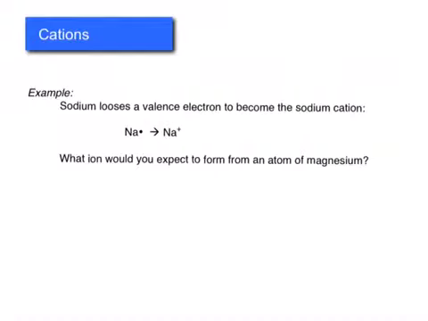If we look at our periodic table, magnesium is in the second column, or the second group, and it has 2 valence electrons. So in order to have a full energy level, it would either have to gain 6, which is not likely to happen, or it's going to lose the 2 that it does have. So magnesium loses its 2 electrons and forms Mg2+, or the magnesium cation.